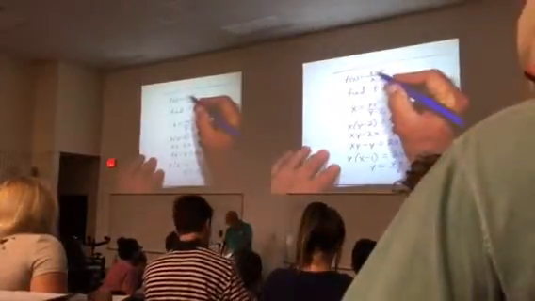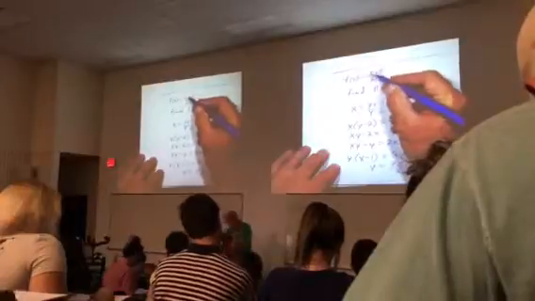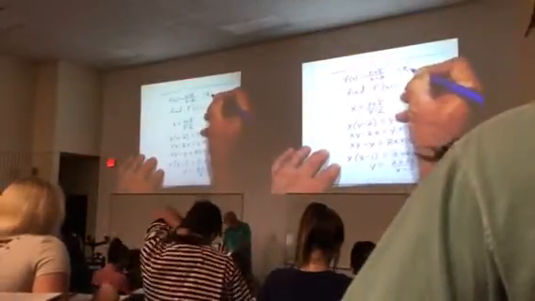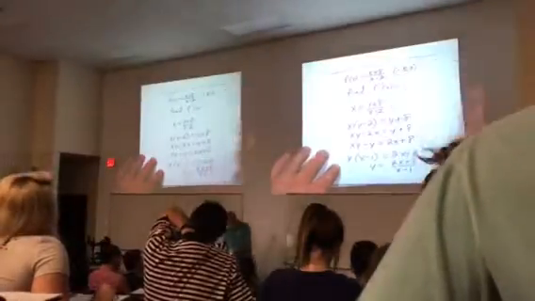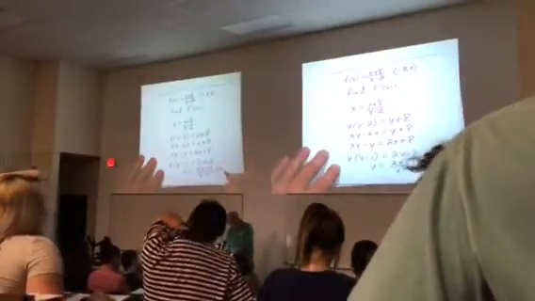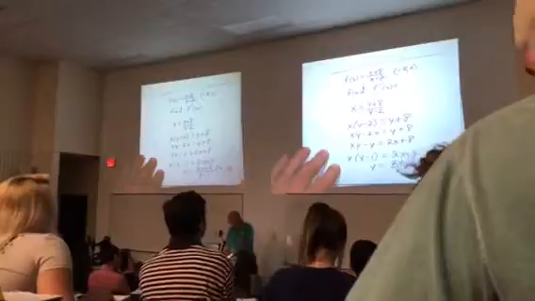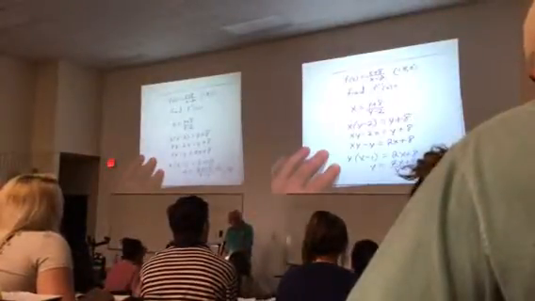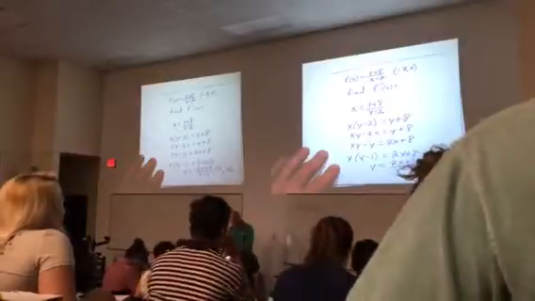Always check these. If I back up top here and I plug in x, if x is negative 8, y would be 0. If I go down below, put in 0, I should get negative 8. So we can always check them.